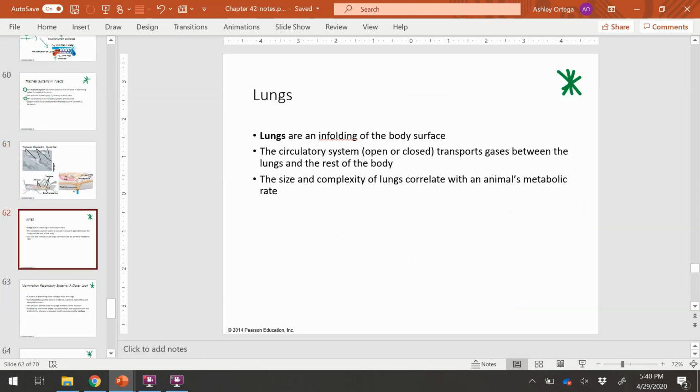But moving on to the lungs. Lungs are infoldings of the body surface, so this is interior versus the exterior of the gills. The lungs have the circulatory system to transport gas between the lungs and the rest of the body. And the size and complexity correlate with the animal's metabolic rate.